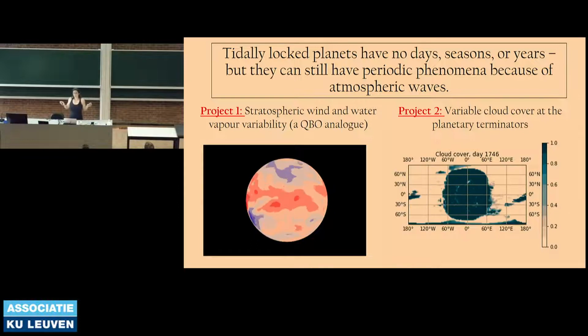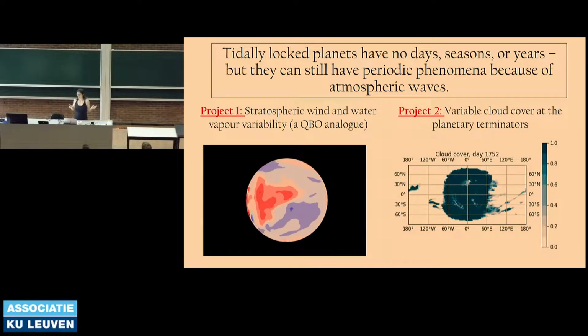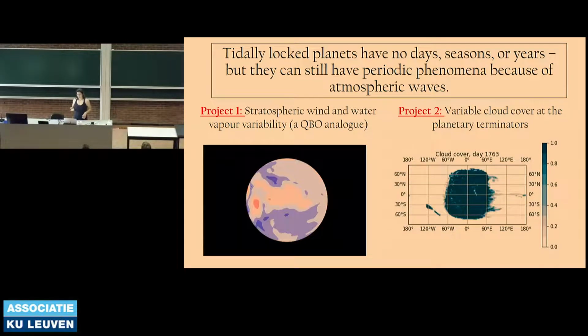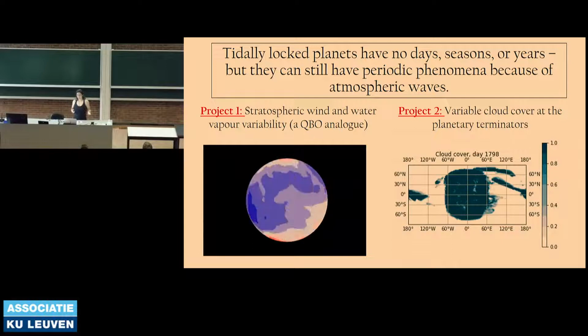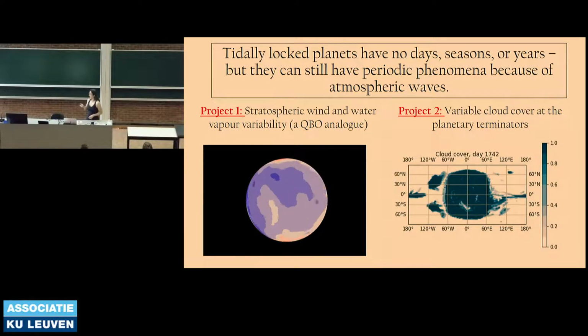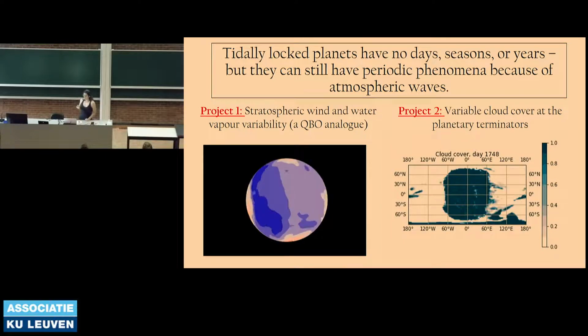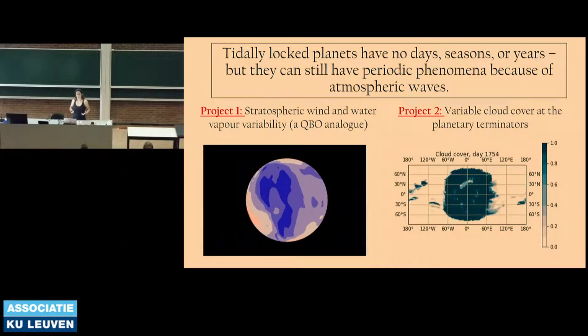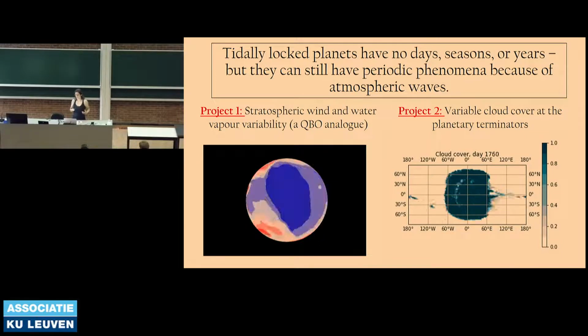Okay, so that's the background and the motivation for our studies. And I'll be talking about 2 projects that we've worked on involving variability on tidally locked planets. The basic fact that we're starting with is that tidally locked planets, even though we simulate them without any periodicity in their orbital configuration, so they don't have days because they're not rotating relative to the star, they don't have seasons because we simulate them without obliquity or eccentricity, and they don't have years, again, because they're tidally locked, they still have these periodic phenomena, and that happens because of atmospheric waves. So it's a purely geophysical fluid dynamics phenomenon in our simulation, but it actually has very large impacts on the climate and potentially on our observations.